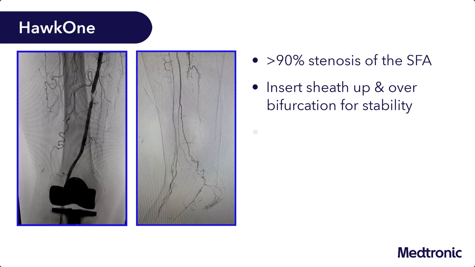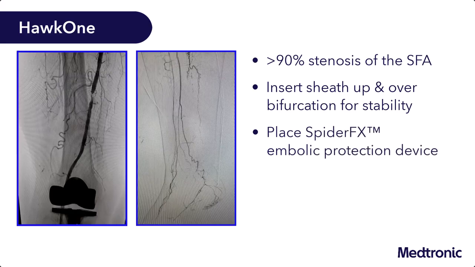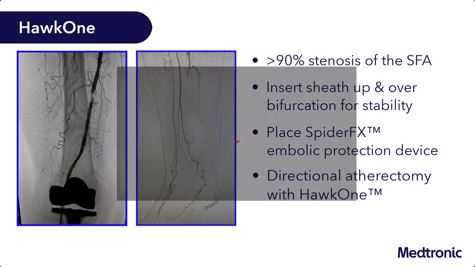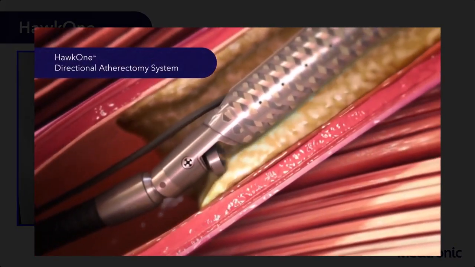From there, I'll place a spider filter distally into the popliteal, below-knee popliteal artery, to protect the runoff. And from there, go ahead and proceed with the atherectomy, depending on which Hawk device you choose. But I'll go 4-quadrant: anterior, posterior, medial, and lateral.